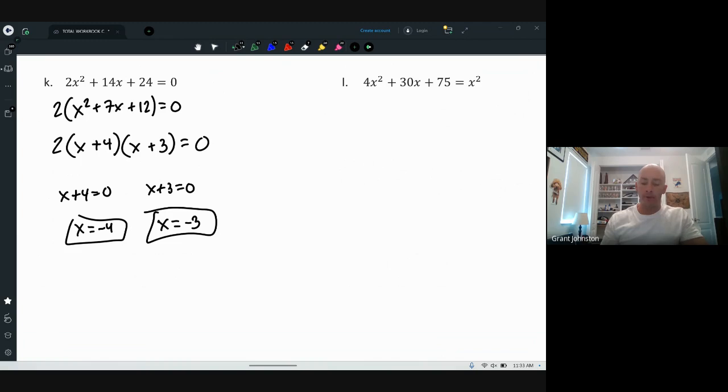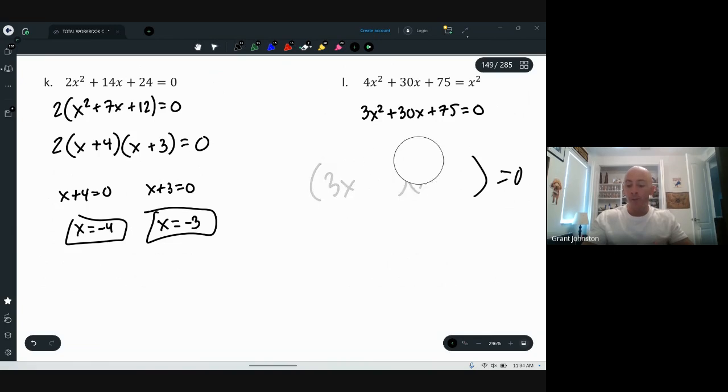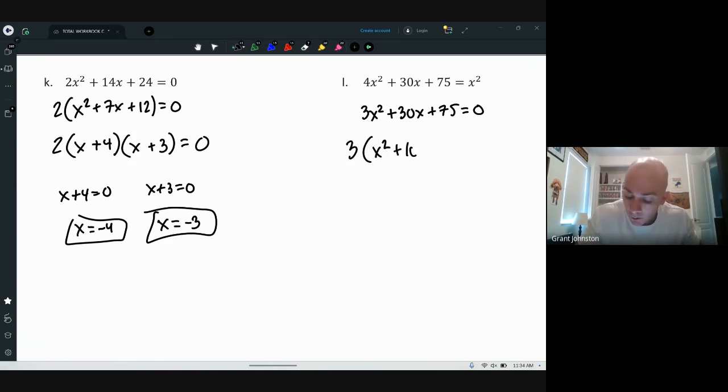So on L, you've got to set equals 0, subtract x squared from both sides. So I have 3x squared plus 30x plus 75 equals 0. And just like the last one, don't write this, but again, you could try to factor it like this. But I'm noticing they're all divisible by 3. So it's probably going to be easier because 75 is such a huge number. They're all divisible by 3, so I can factor out a 3. And that's going to make it a bit easier.